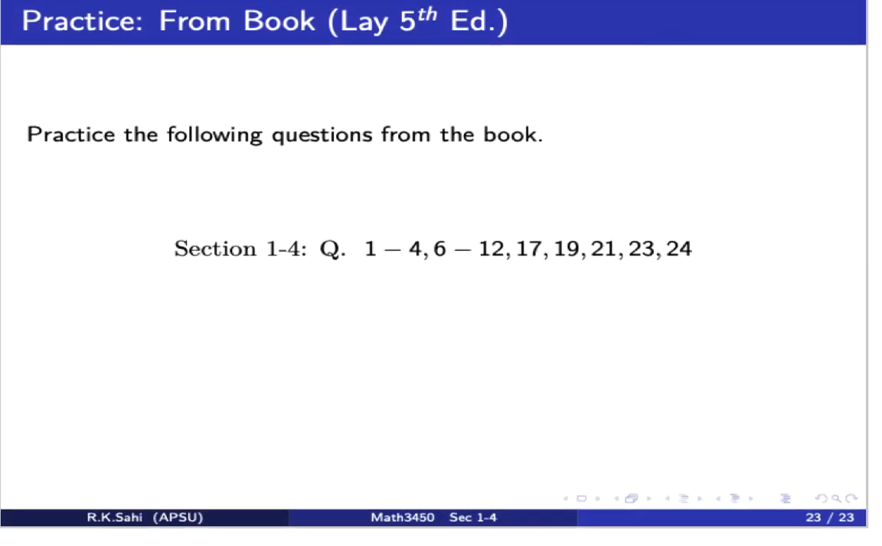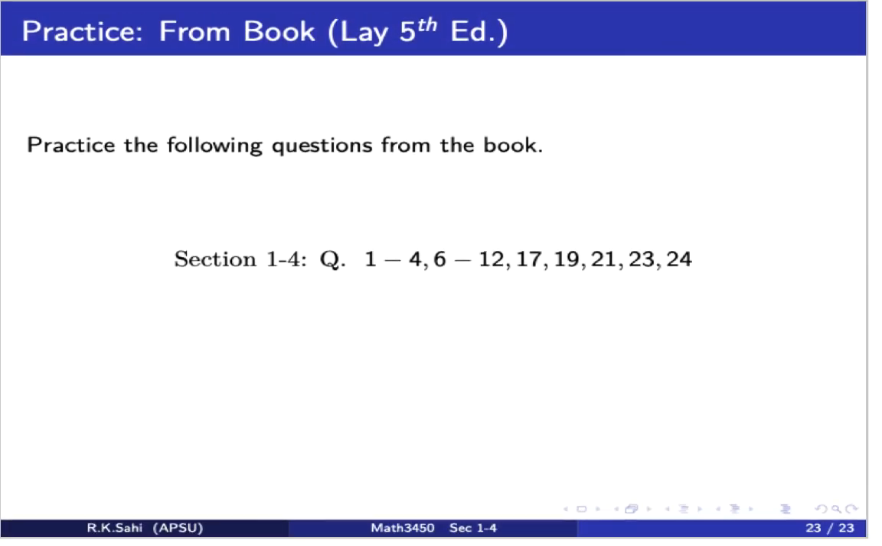Now, I would like you guys to practice on these problems. On section 1-4, problems 1-4, 6-12, and 17, 19, 21, 23, 24. Thank you.